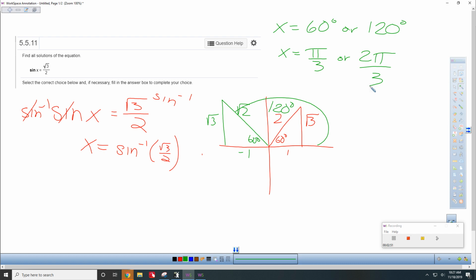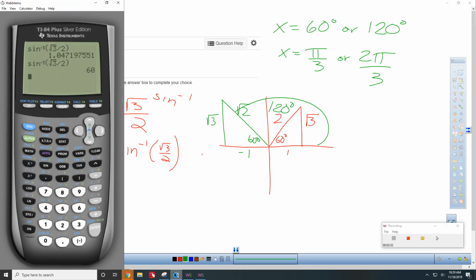And let's put that in our calculator and check. Sine of 60 is 0.866. That would be radical 3 over 2. Sine of 120. So you got two answers for that question.